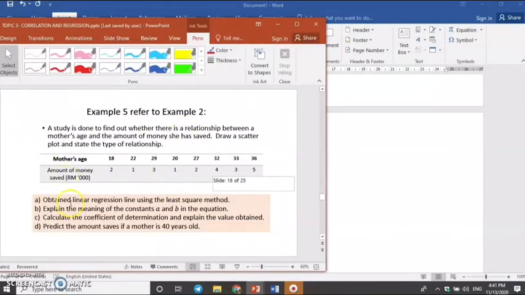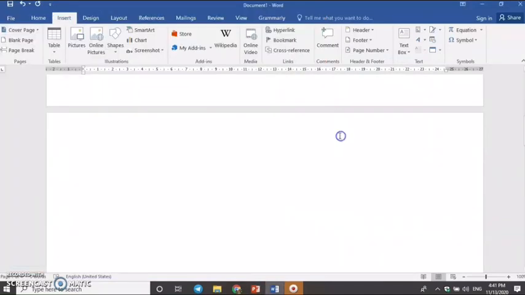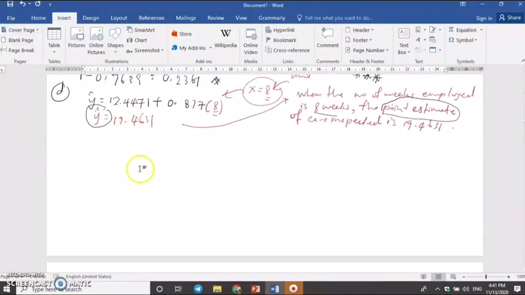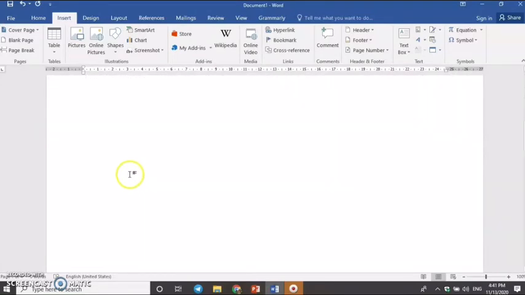So based on this example, as you can see, our equation is still the same. The first one adalah obtain linear regression line, and then the second one explain the meaning of the constant A and B, which is beta naught and beta 1. Calculate the coefficient of determination, which is R square, and then predict the amount of saving if the mother is 40 years old. So 40 years old means X equals to 40. So you predict the outcome. Okay, so kita akan proceed with our calculation.